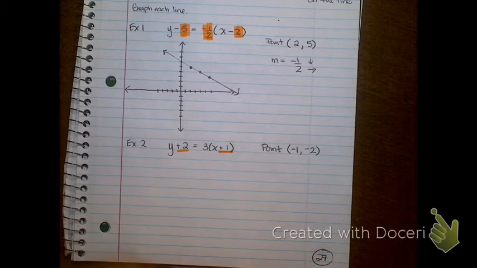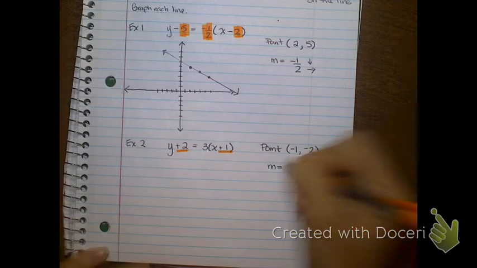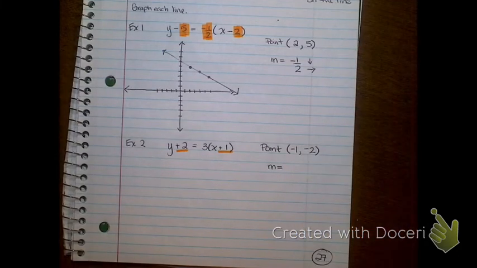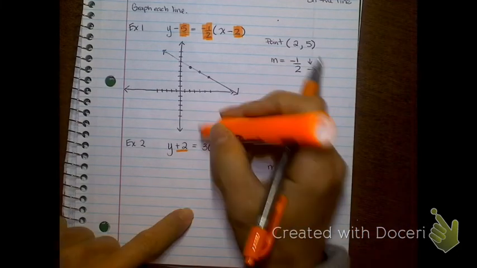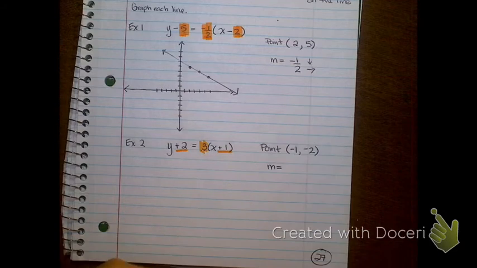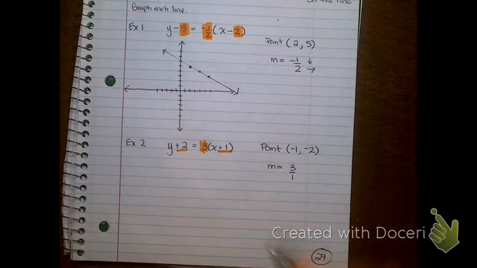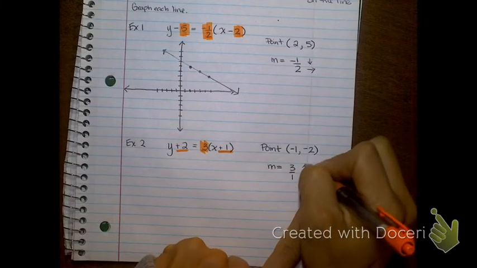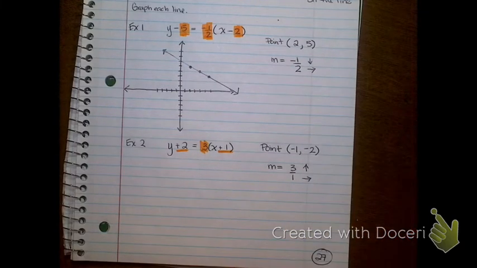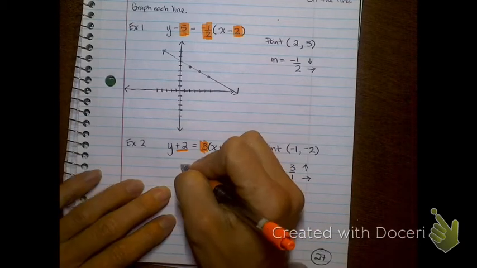Now, for your slope, you take the same number. So what is our slope? What number is in front of the parentheses? 3. So your slope is +3. Now, I'm going to write the slope as a fraction to help me see where I need to move. So what's in the denominator of this slope? 1. So where is this slope telling me to go? Up 3 over 1. Very good. Now let's go ahead and draw a graph.